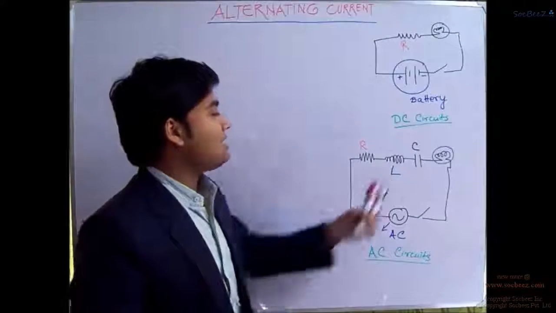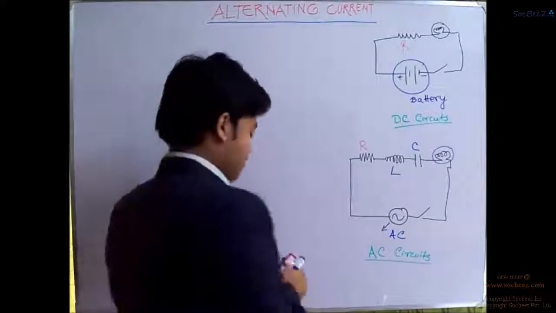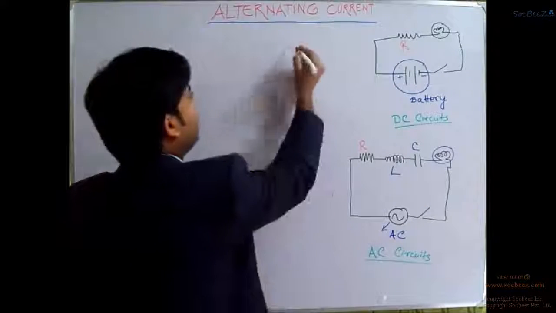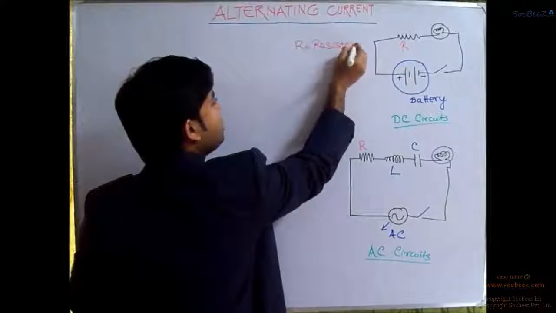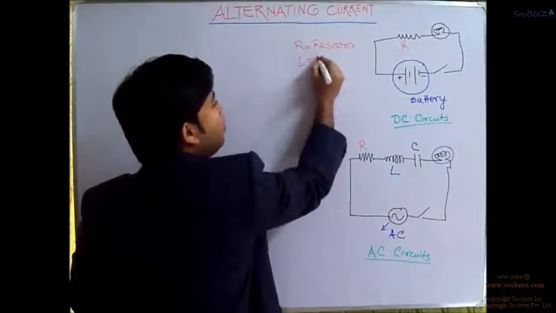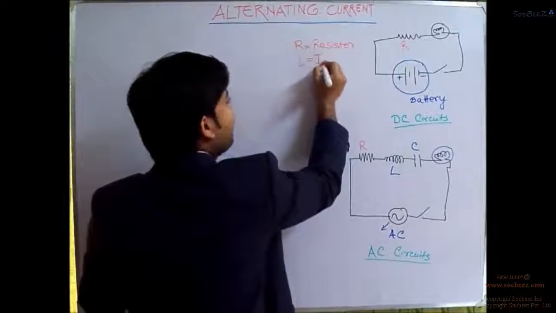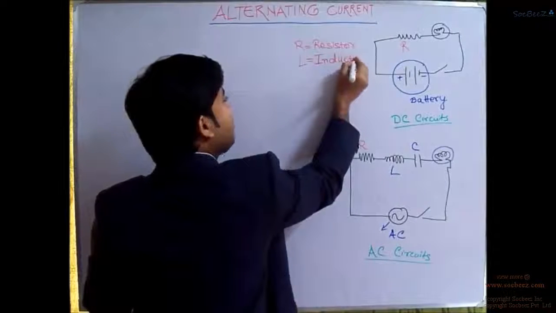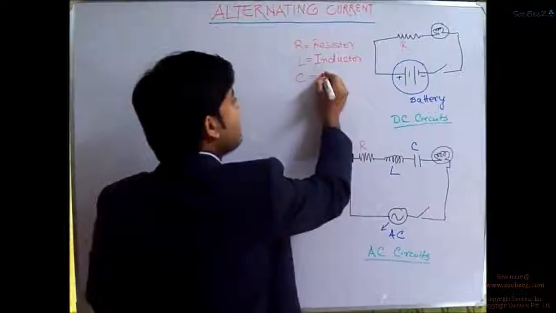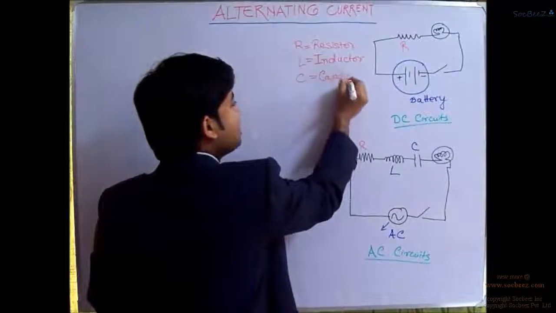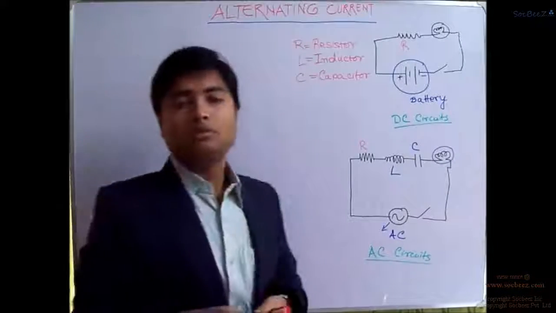Now, what are this L and this C? As we know that R is the resistor, likewise, over here, we can write R equal to resistor. So this L, we could understand as inductor. And this C is known as capacitor.